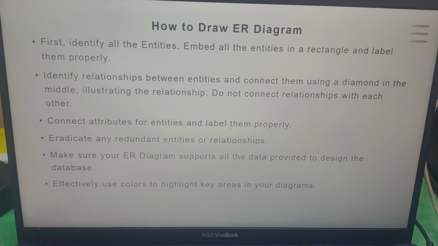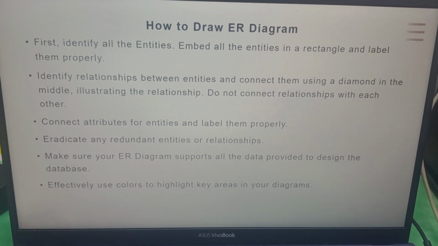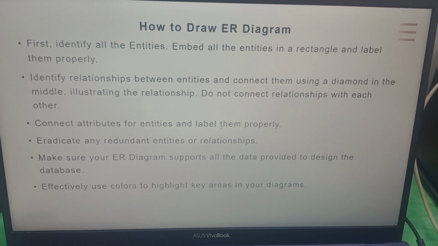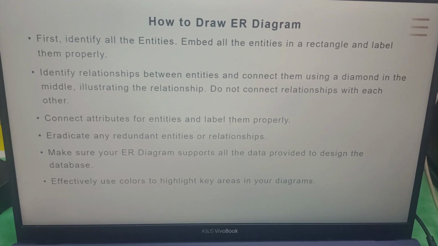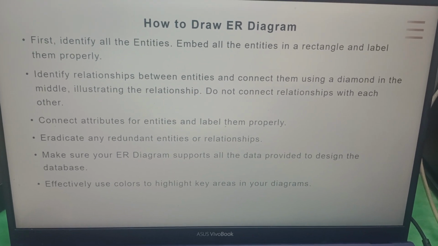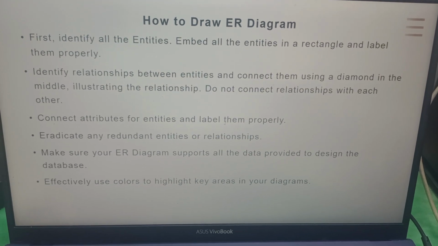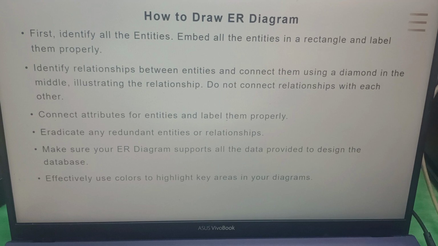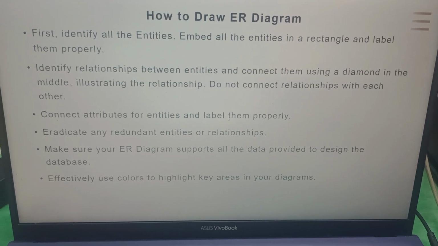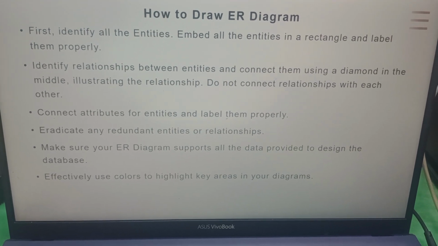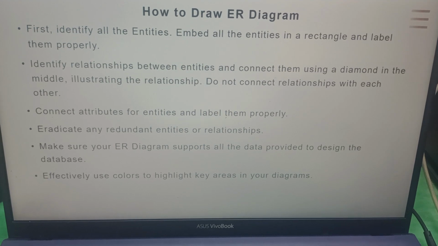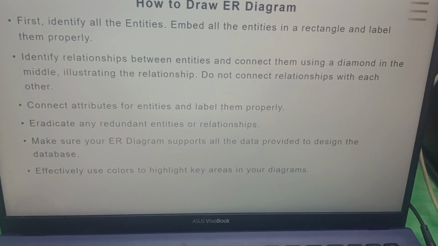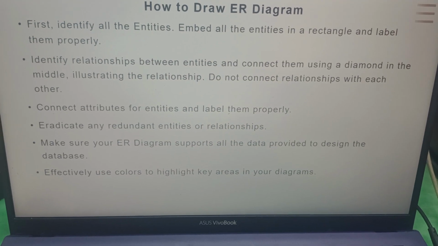And next topic is how to draw ER diagrams. First, identify the entities. Embed all the entities in a rectangle and label them properly. Identify relationships between entities and connect them using a diamond in the middle. Illustrating the relationship, do not connect relationships with each other. Connect attributes for entities and label them properly. Make sure your ER diagram supports all the data provided to design the database.